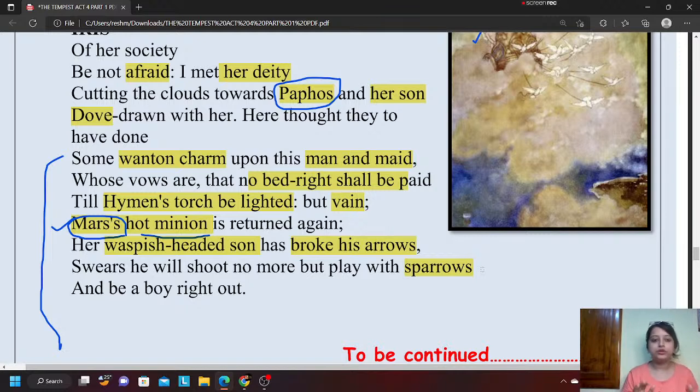Okay, so from here we learned Paphos is the home for Venus and her son. Who is this person? Venus. Venus is the goddess of love. Mars is her lover. Who is Mars? God of war. Okay, so this much is fine, no doubts. Just let me know, then I'll move to questions. Quickly tell me if there are any doubts or not.